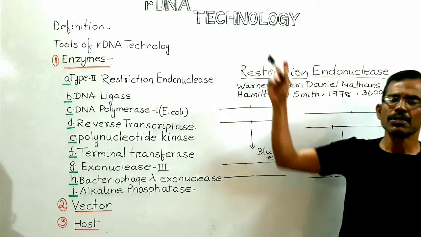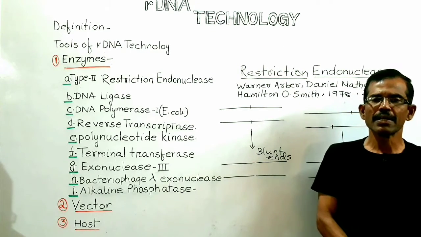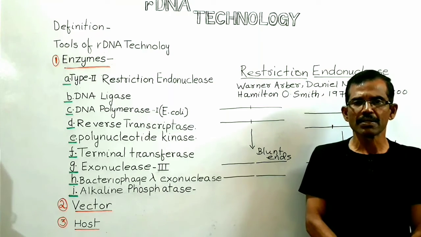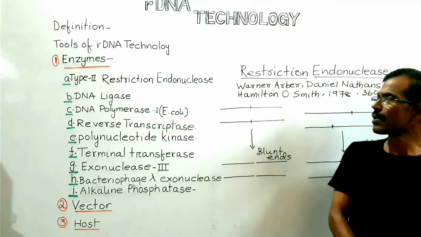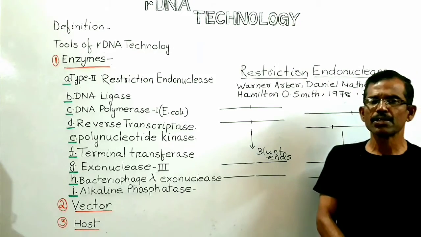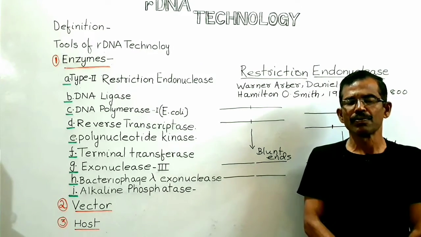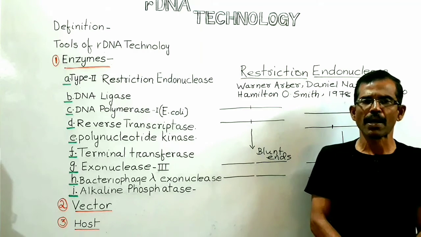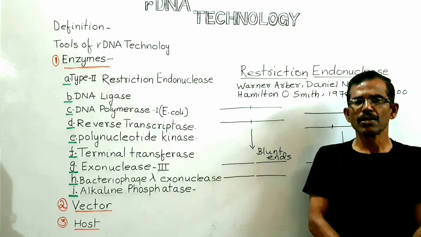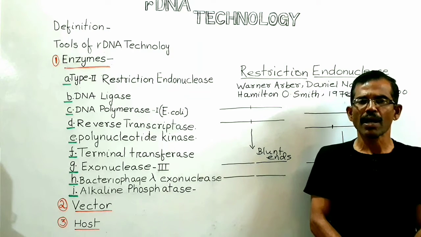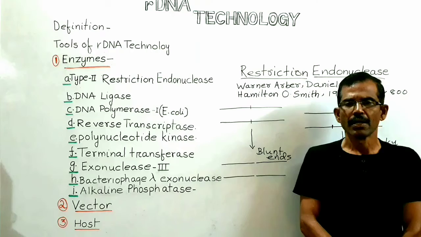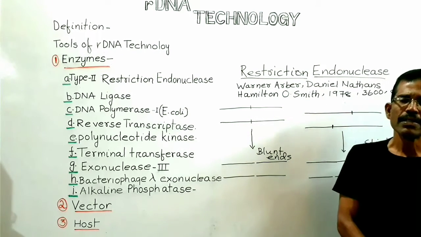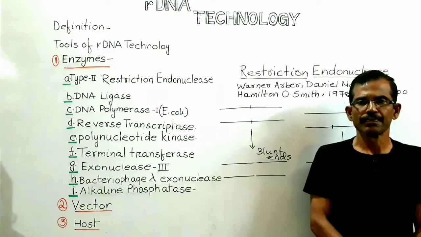Recombinant DNA technology is also known as genetic engineering. This technology has several applications. For example, it is useful for the production of genetically modified organisms, for example, transgenic plants. It is also used for commercial production of several proteins like insulin, human growth hormone and others. It is also used for cloning.